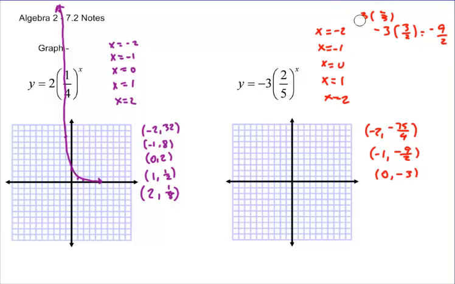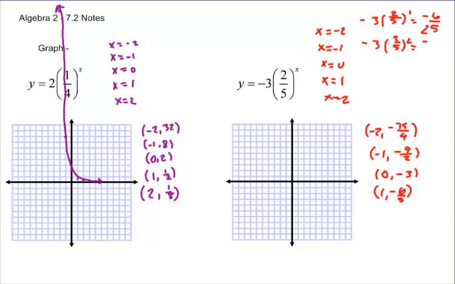And then when I'm at 1, that is going to be -6/5. And then 2 is going to be -12/25. Oop, this should be 25 right here. So this is going to be 2 squared is 4, so -12 over 25.